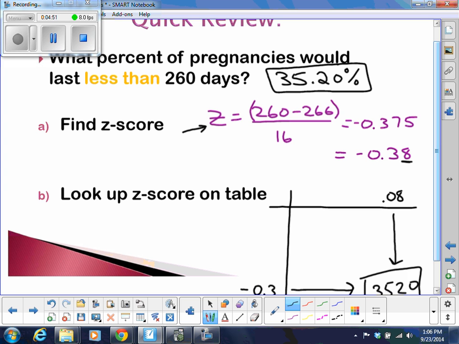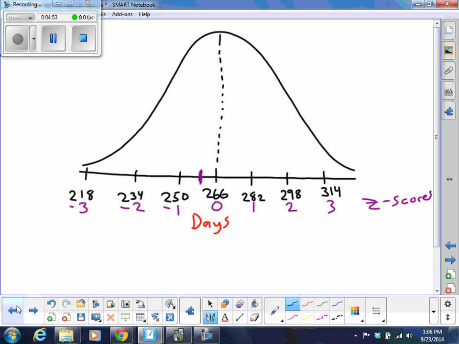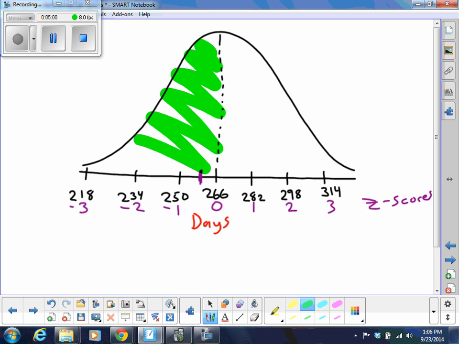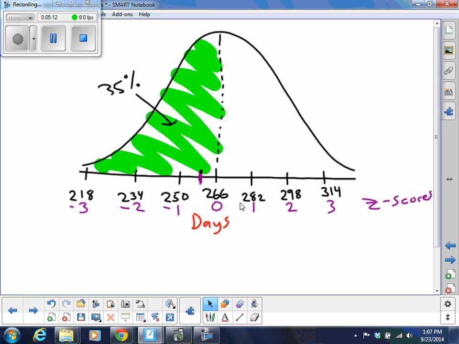So again, looking at it visually, what we really just found was that in this area over here, to the left, everything to the left, all the way down, that was about 35% of all of the area in the whole curve. Okay, so that was our first question there, and that was kind of what we did yesterday. So if you're ever asked for a less than problem or shorter than or anything like that, just get the value in the table. It was like 35.2 or whatever, just to be accurate. And the table will give you that information.